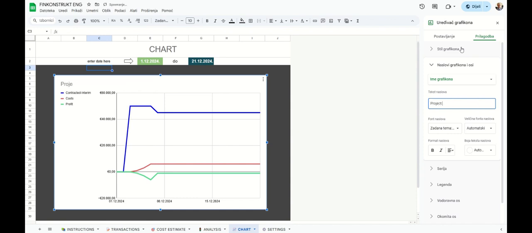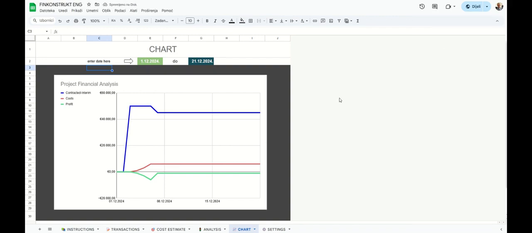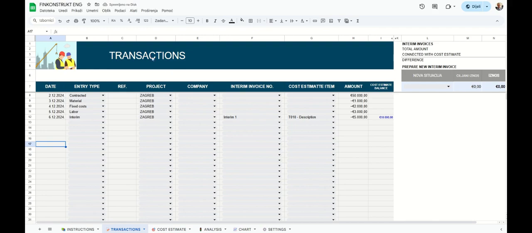I think so, too. And with FINKONSTRUKT, it's not a mystery. You're not just typing numbers into some black box and hoping for the best. You're the one building it. You know how it works. You can change it to fit your needs. Exactly. And that's what makes it so powerful.